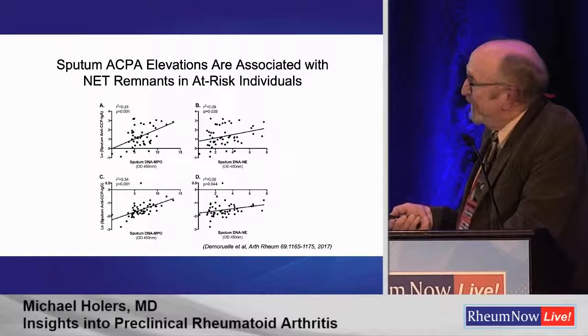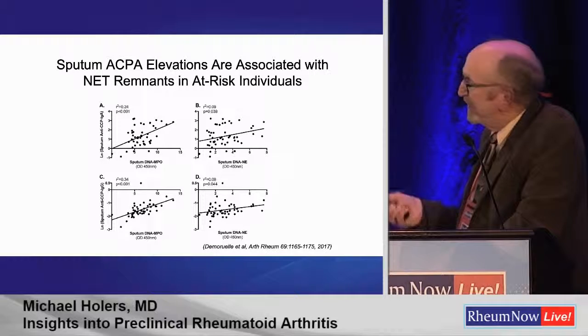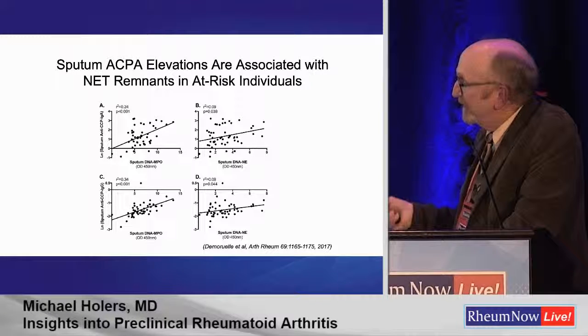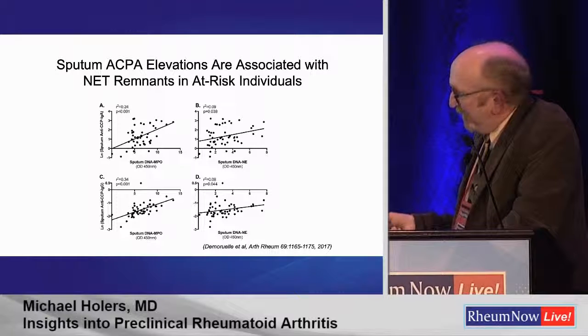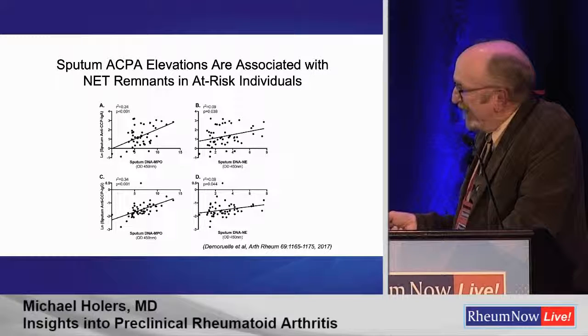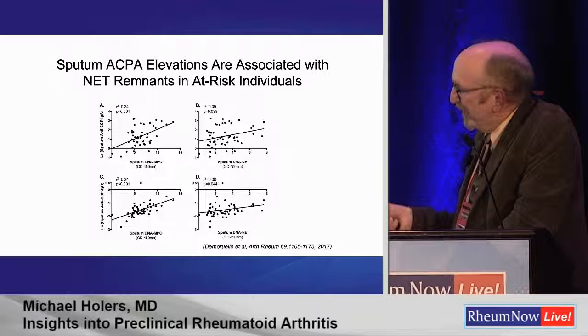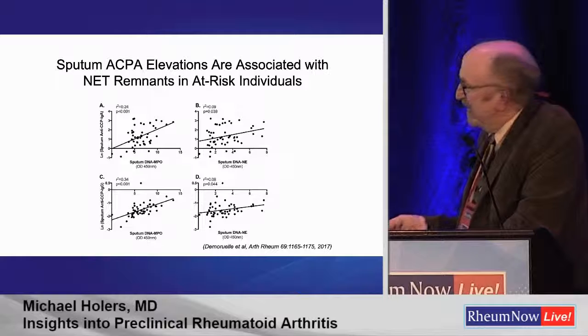And what's been very striking to us more recently, that's being now actively explored in depth, is that these ACPA elevations in the lung are very highly associated with the presence of net remnants. And these net remnants are measured by Mariana Kaplan, our collaborator, again with blinded samples to her, by ELISA. So these individuals have net remnants that are associated with the levels of both IgA and IgG.